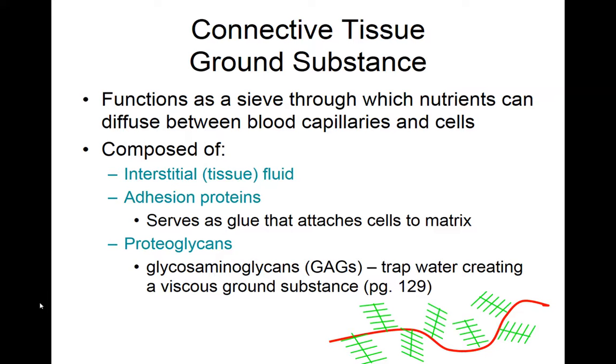Okay. Other connective tissues like adipose tissue, fat tissue, it's really soft, right? It's kind of squishy. The proteoglycans in adipose tissue have a lot of GAGs, traps a lot of water. That's why it's really squishy and compressible.